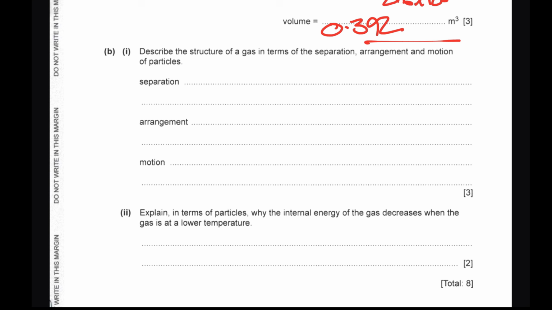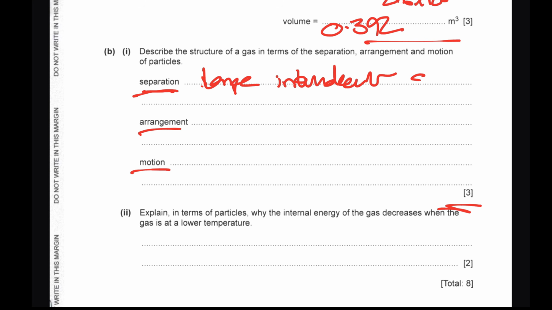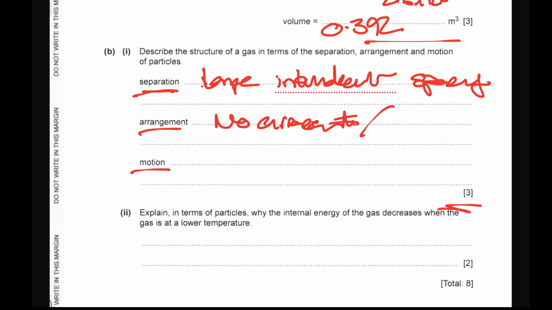Describe the structure of a gas in terms of separation, arrangement, and motion of particles. So I've always mentioned that whenever you talk about this, be very specific about each one. Don't write anything else. It's only 1 mark per explanation. Number 1, separation. So you can say large intermolecular spacing. Arrangement is no arrangement. There's no structure, right? So you can say no arrangement or you can say random. Both are correct. And motion.